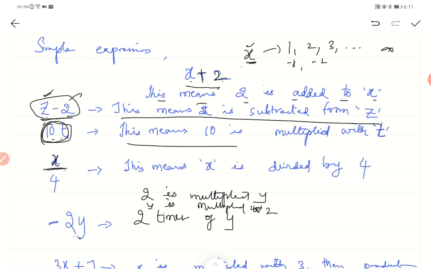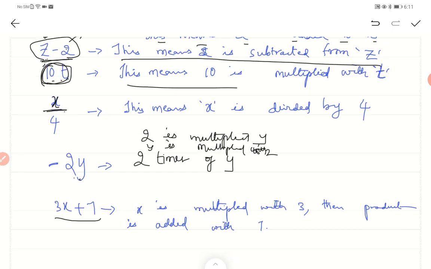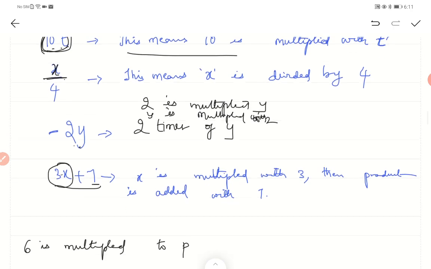So what about this expression? It is 3x plus 7. We can say that x is multiplied with 3, then the product is added to 7. So this is how you will get the statement from the expressions.